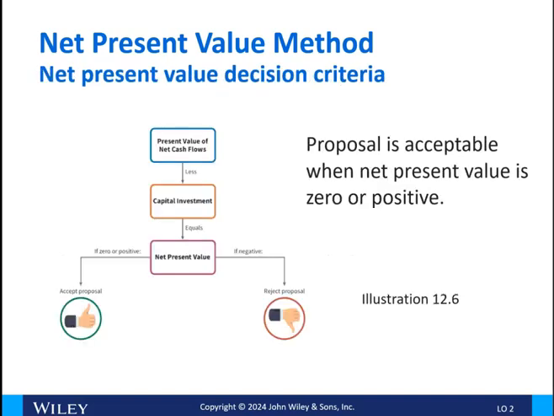So here's how we look at that graphically. We have the present value of the net cash flows less the capital investment equals the net present value. If it's 0 or positive, we accept the proposal. If it's negative, we reject the proposal. It's also a good way to compare multiple proposals at the same time.